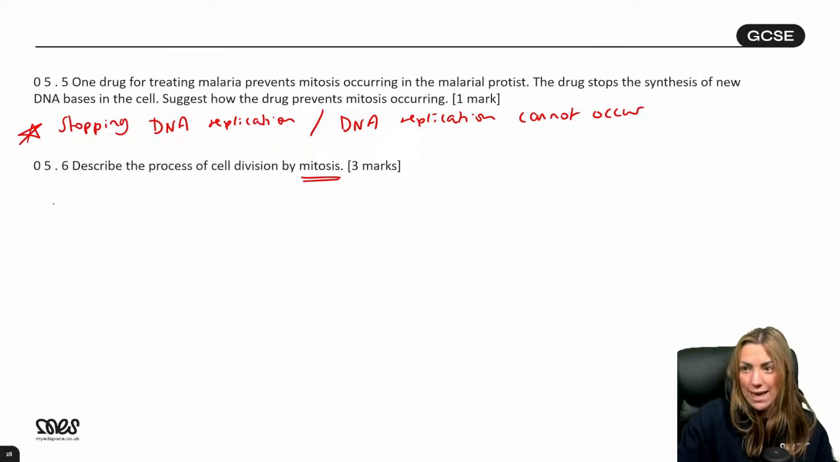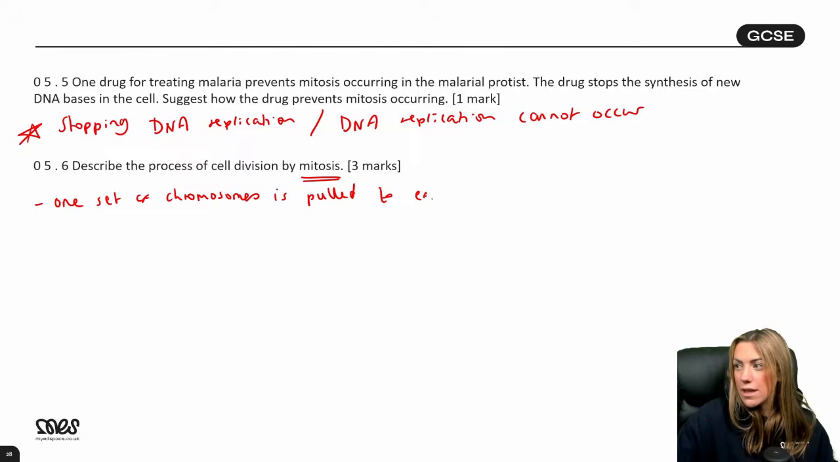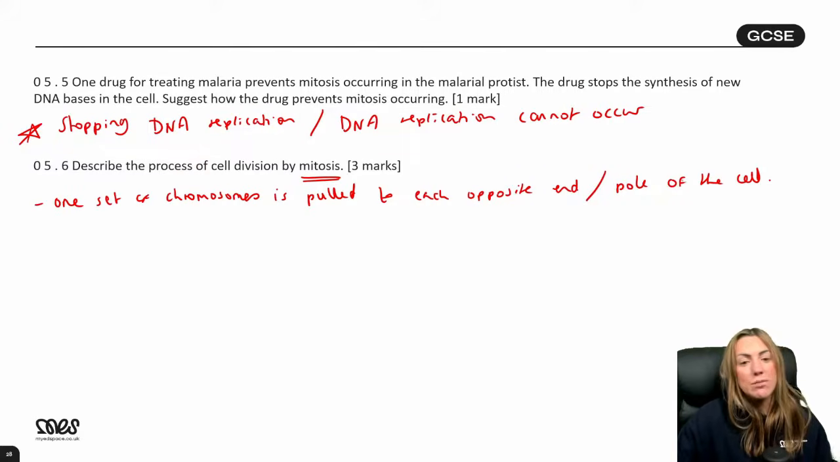So once we've replicated the DNA, what we should be saying is one set of chromosomes is pulled or is moved to each opposite end or pole of the cell. Now you have to be really specific with your language here.